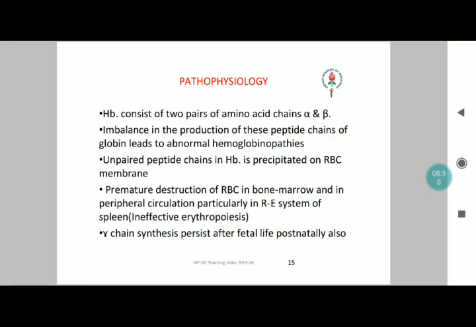Coming to the pathophysiology of it, the hemoglobin consists of 2 pairs of amino acid chains, like I mentioned initially, the alpha and beta chains. Normally, like we said, there are 2 alpha and 2 beta chains, so our balance is normally maintained. If there is an imbalance in the production of these peptide chains, it results in abnormal hemoglobinopathies, and the unpaired peptide chains get precipitated on the RBC membrane. The premature destruction of these RBCs in the bone marrow results in premature destruction in the peripheral circulation as well, and as we all know, the sequestration occurs maximally at the spleen. So in the reticuloendothelial system of the spleen this occurs, and the persistence of the gamma chain even post fetal life also can play a factor.